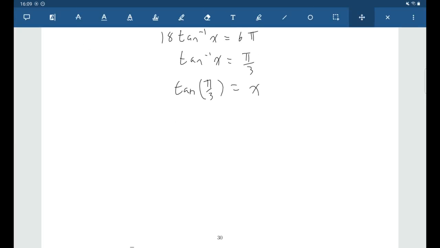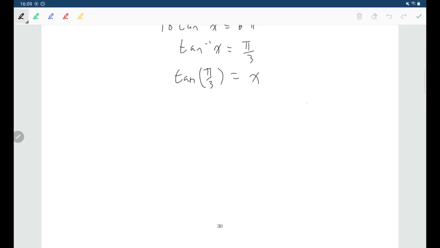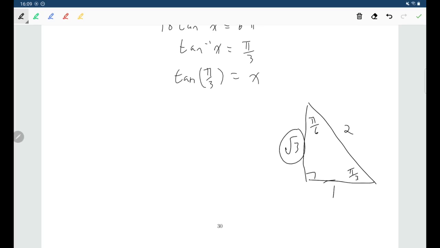And at this point, to find tangent of pi over 3, we just need to make use of our special triangle. In this case, I'm using my 30, 60, 90 triangle. And tangent of pi over 3 is opposite over adjacent, which in this case is root 3 over 1. So x should just be root 3 over 1, or root 3. So my solution for this equation is just root 3.